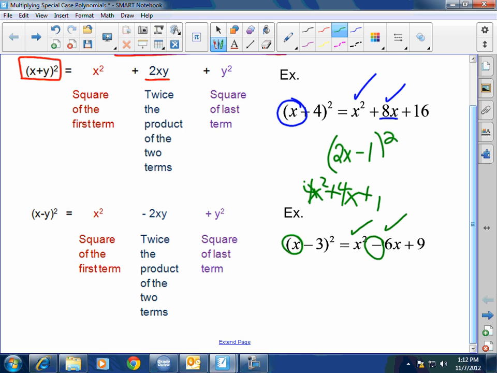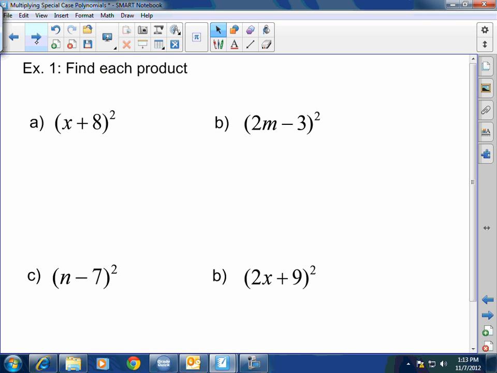Because I have, not because I have a negative 3, but because there is a negative inside of this perfect square binomial. Does that make sense? Okay. And then the last term squared, 3 squared would be 9. Does that make sense, gentlemen? Awesome. May I continue? We're good? All right. So let's continue.